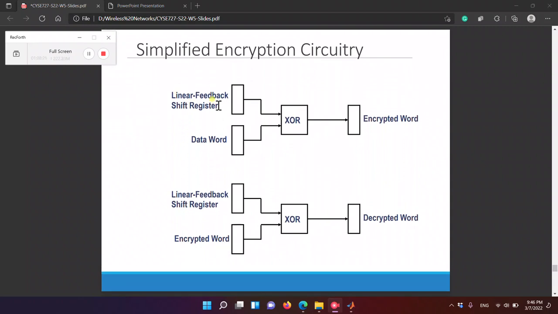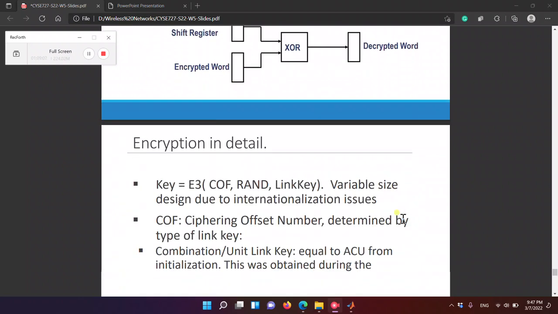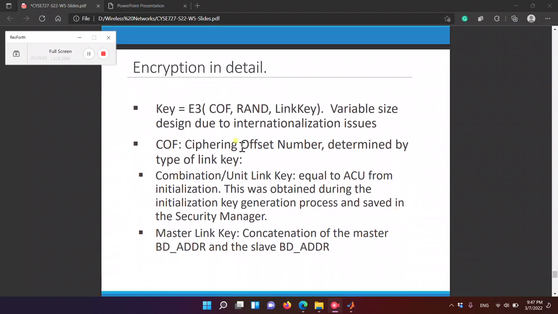A simplified encryption circuitry. First we have a linear feedback shift register, and we have the data word. Data word, it's a 32-bit, I think. Word means 32 bits or 64. And it's XORed together and generates an encrypted word. And this is the exact same, but the opposite. The encrypted word gives us the decrypted word.